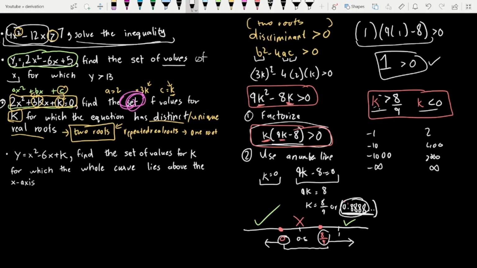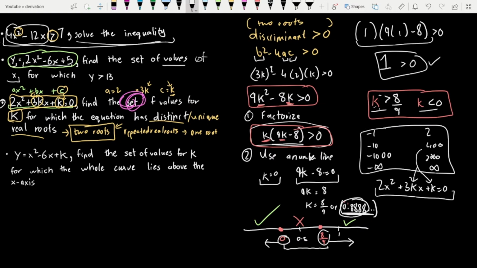Anything you can pick for k, and if you put that into the equation, in the question they gave you this equation, 2x squared plus 3kx plus k is equal to 0. You can pick any of these values, and if you put them in here for k, then you're going to get a quadratic equation, and if you solve that out, you're going to get 2 roots. And why is that? Well, because you initially found the values of k based on this idea.